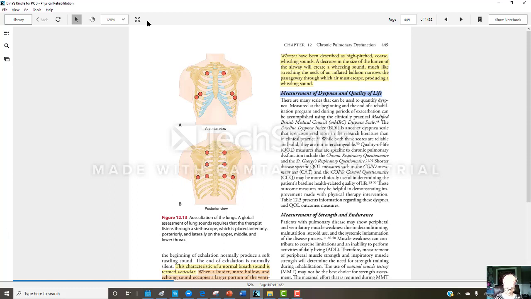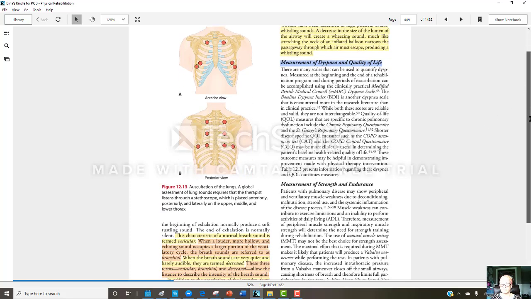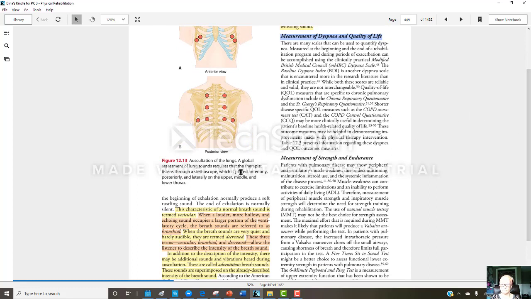While both these scores are reliable and valid, they are not interchangeable. Quality of life, QOL, measures that are specific to chronic pulmonary dysfunction include the Chronic Respiratory Questionnaire and the St. George's Respiratory Questionnaire. Shorter disease-specific QOL measures such as the COPD Assessment Test, CAT, and the COPD Control Questionnaire, CCQ, may be more clinically useful in determining the patient's baseline health-related quality of life.